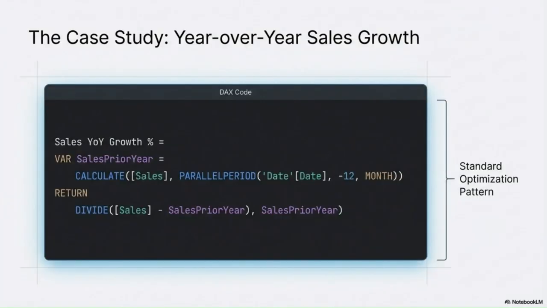Let's look at the basic structure. First, we define a variable using VAR, and then we assign a calculation to it. Finally, we use RETURN to output the final result. This structure improves the readability and makes debugging much easier.